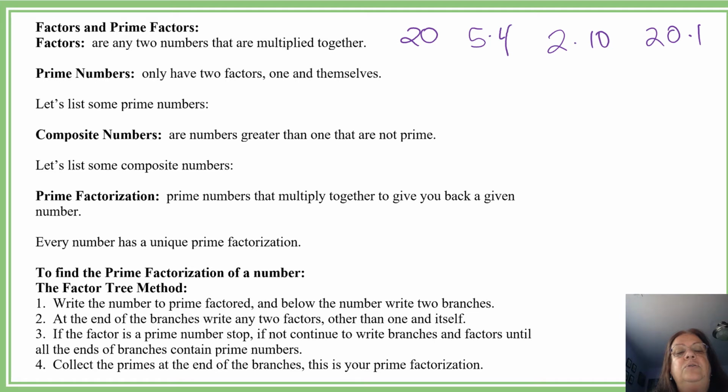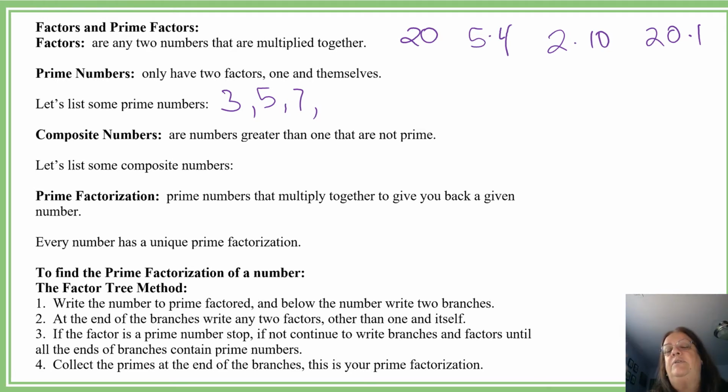Prime numbers only have 2 factors, one and themselves. Only have 2. So 20 is definitely not prime. Obviously, it has 3 sets of factors, not just 1 set. List some prime numbers. So 3, 5, 7, not 9. All even numbers are not prime because they have 2 as a factor. So we're looking only at odd numbers.